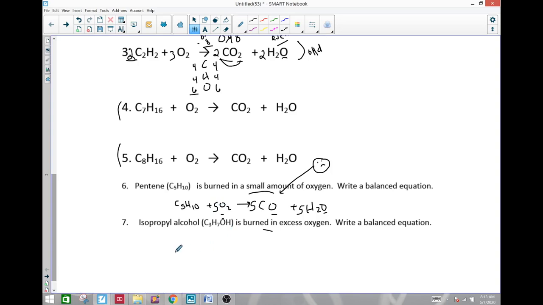Isopropyl alcohol. Okay. Again, you can check the PDF on that one. So I've given it excess oxygen. So let's just write it out here. C3H7OH plus O2 yields carbon dioxide and water. Okay. Again, you can check the PDF for the overall answer here.